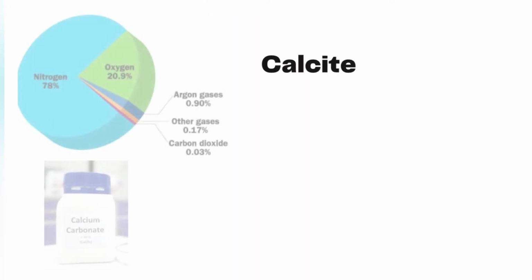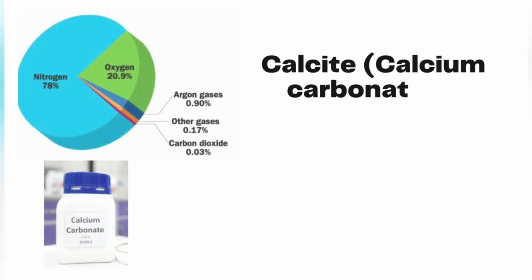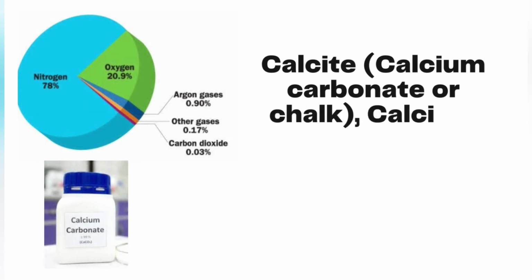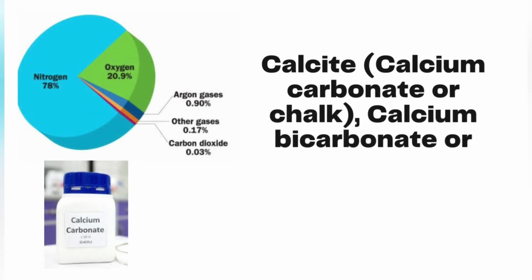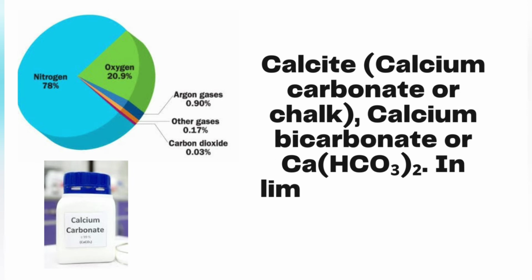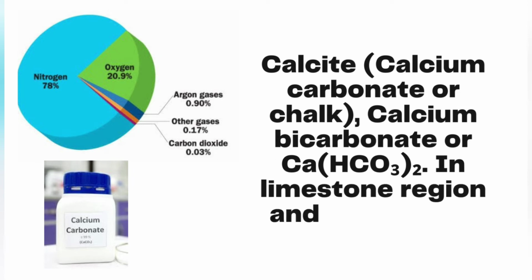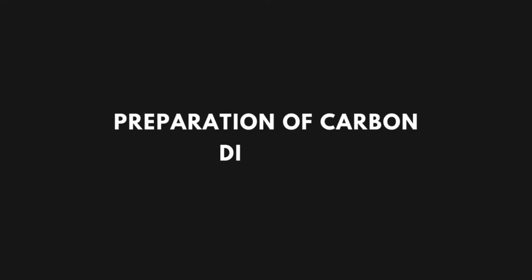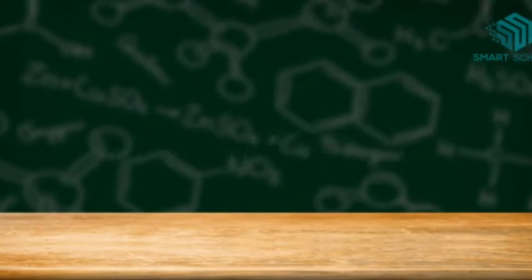Carbon dioxide is found in the atmosphere in a very small amount, 0.03%, and in the combined state it is found in calcium hydrogen carbonate and also calcium carbonate, which is called limestone. In the laboratory, carbon 4 oxide is prepared by the action of dilute acid on marble chips or calcium carbonate. Dilute acid such as HCl or HNO3 acts on carbonates or calcium hydrogen carbonate substances.